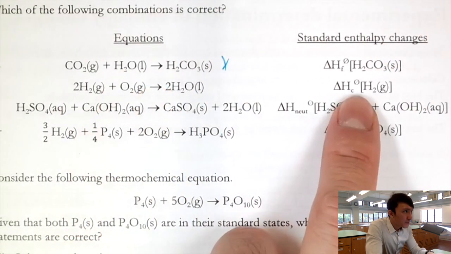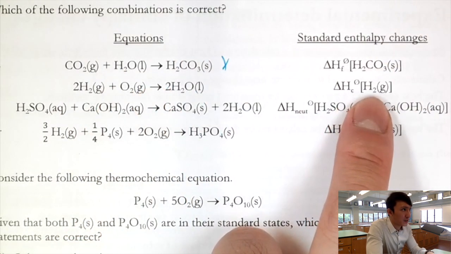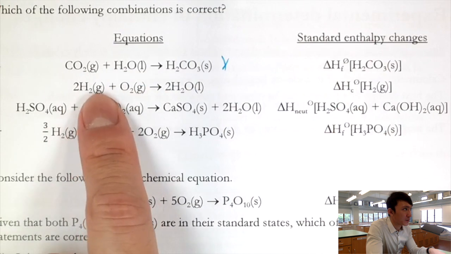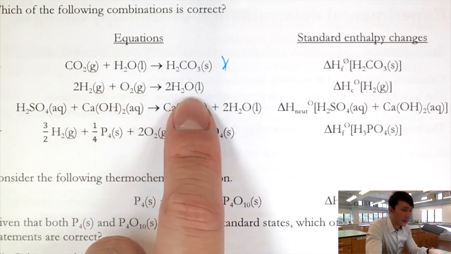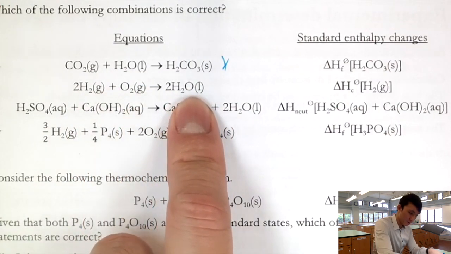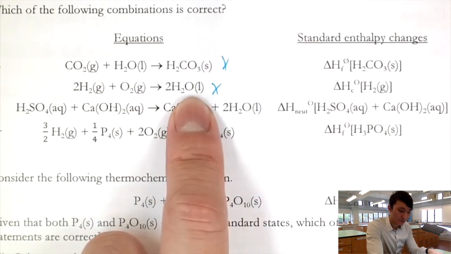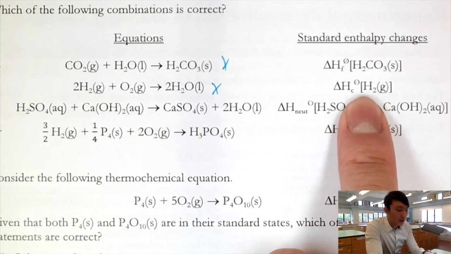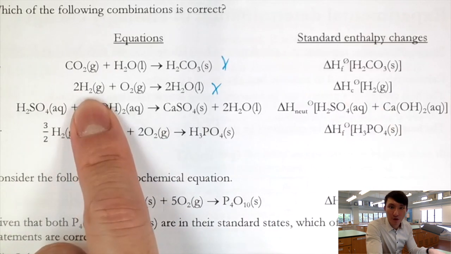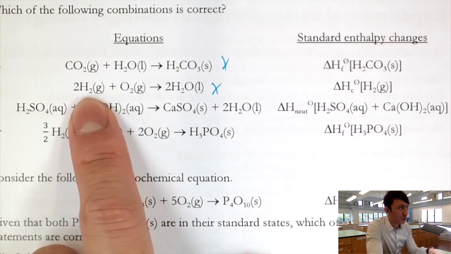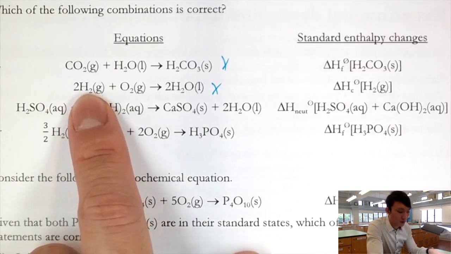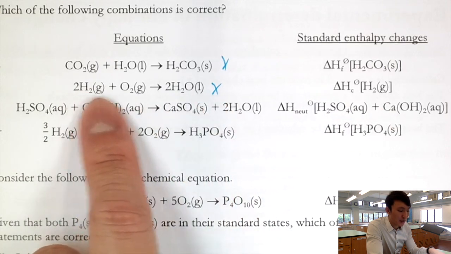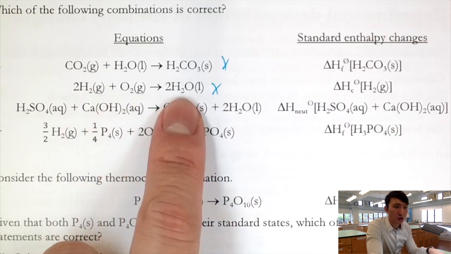And here, combustion of hydrogen. So H2 reacts with O2 to form H2O. It sounds pretty good, but it is also not correct. Because when you burn something, you burn 1 mole of the fuel. So this one, we have 2 moles of the fuel. So that's why it's not correct. It should be H2 plus half O2 forms H2O.